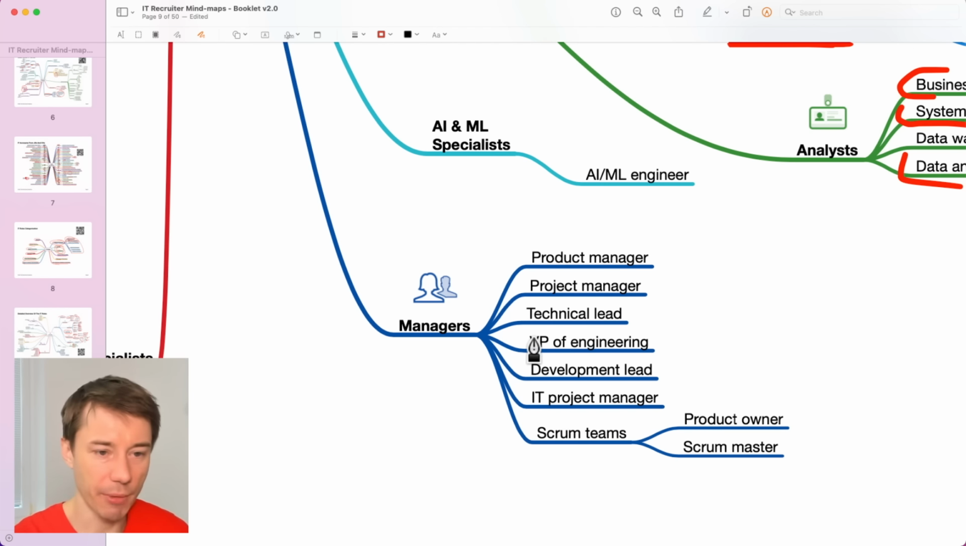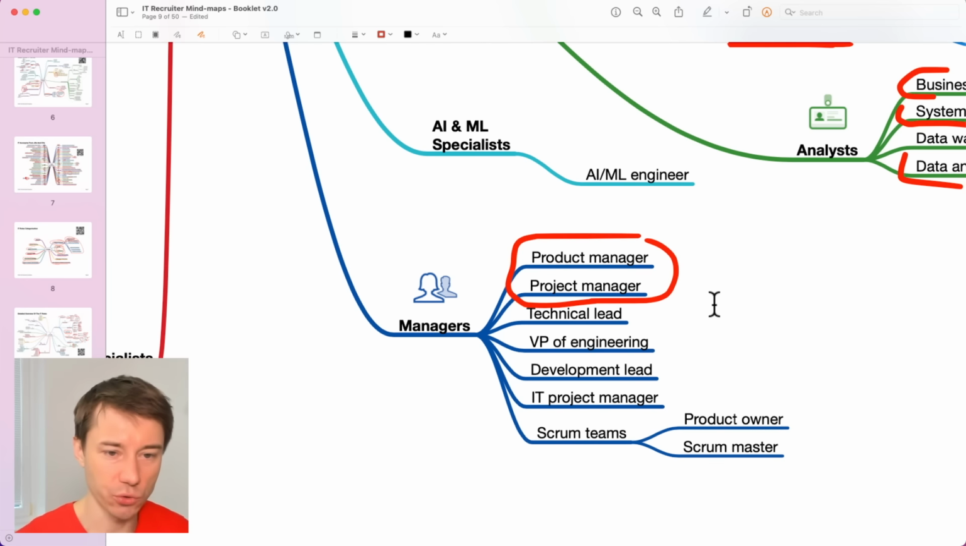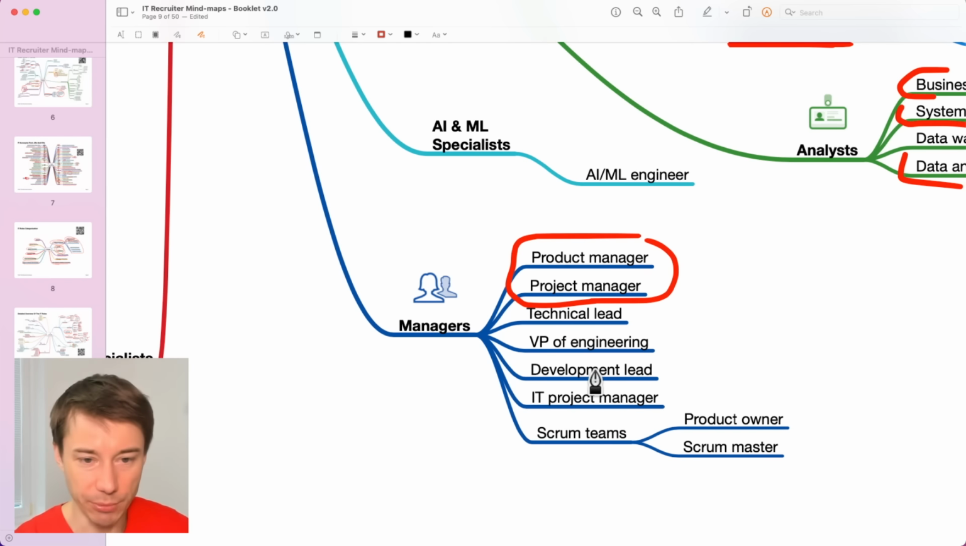There are also some managers who are not managing people, not managing individuals, but rather managing products. They may not have any direct staff under their supervision, but they are responsible for the product or project. So in that case, we are talking about product or project managers. And I'll keep the difference between these two for later. It's slightly different from, say, VP of engineering, because the VP of engineering manages people directly.